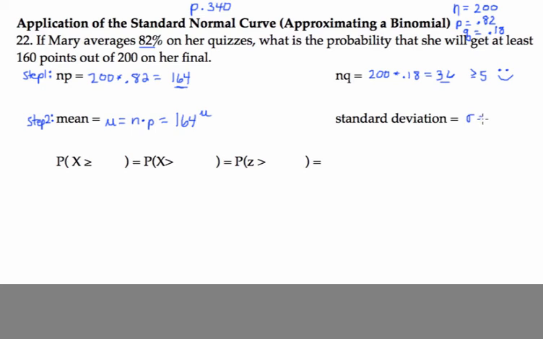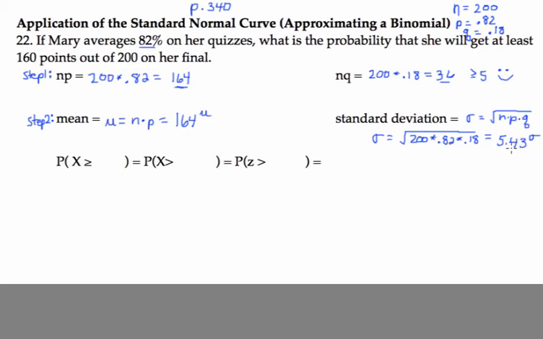And then we need standard deviation. I look in Chapter 5's formula sheet and I find that the formula for that is the square root of n times p times q. So I'll find that. n is 200 times p, which is 0.82, times q, which is 0.18. I throw all that into my calculator, and it's 5.43. That's my standard deviation.